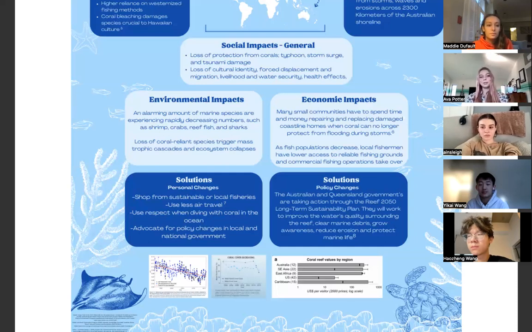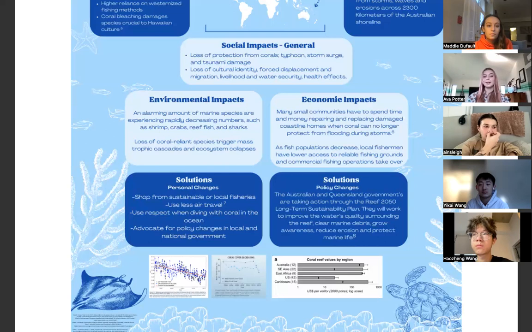There's also a lot of personal changes that people can make in order to help these coral reefs and the ecosystems that rely on them. So one of them is shopping for sustainable and local fisheries, because these fisheries don't rely on big bottom trawling nets that can further damage coral reefs. And then another one is using less air travel, because air travel releases a lot of carbon into the atmosphere, which can increase ocean acidification.